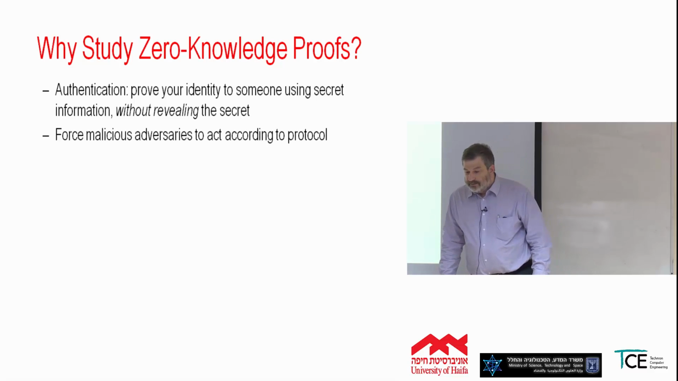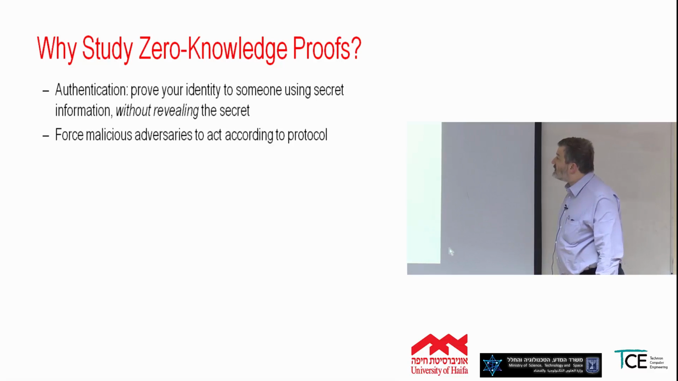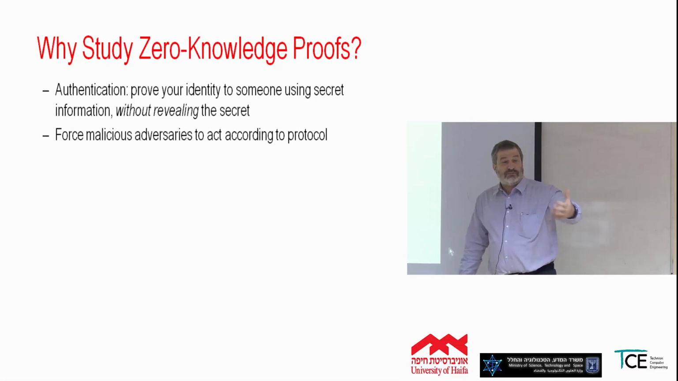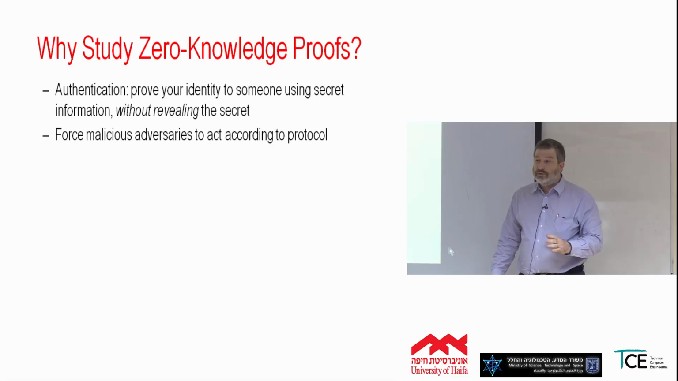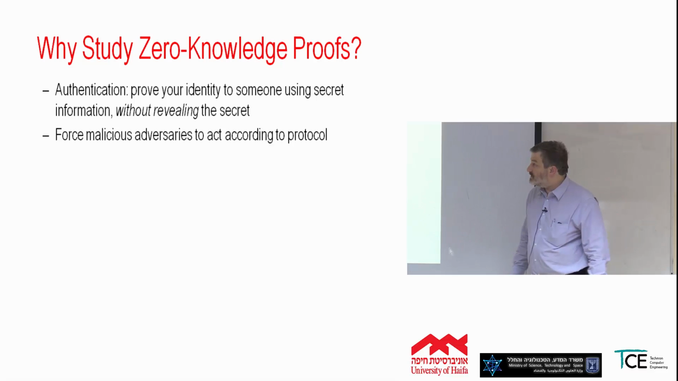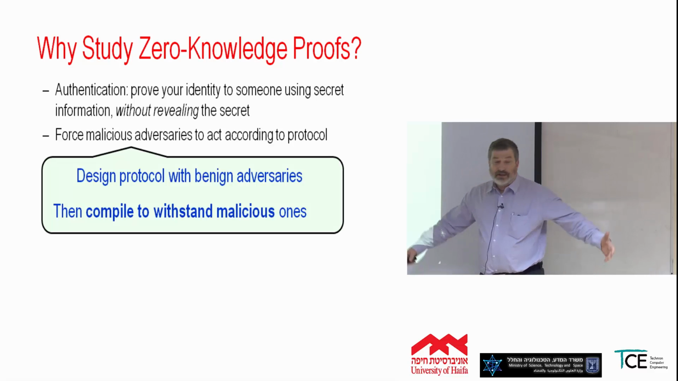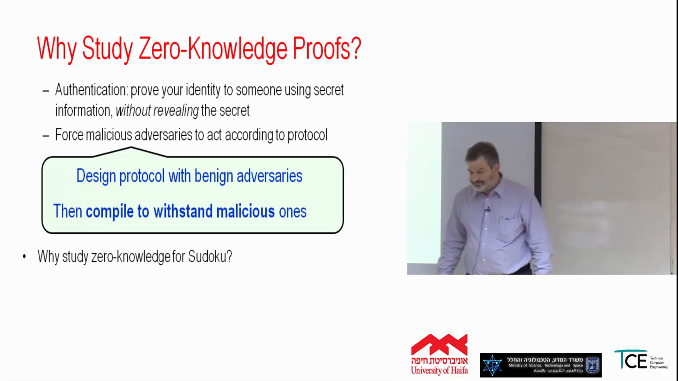In particular, what you can use zero knowledge for is to force malicious adversaries to act according to the protocol. So you design your protocol so that it works assuming a benign adversary that more or less follows the protocol as it should. And then you compile it using zero knowledge proofs to get a protocol that works even when the adversary is malicious. And the compiled protocol withstands malicious adversaries.